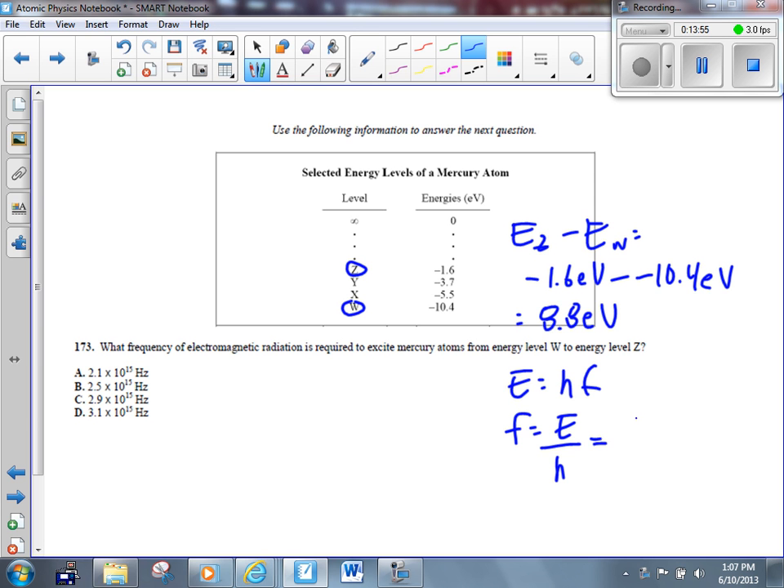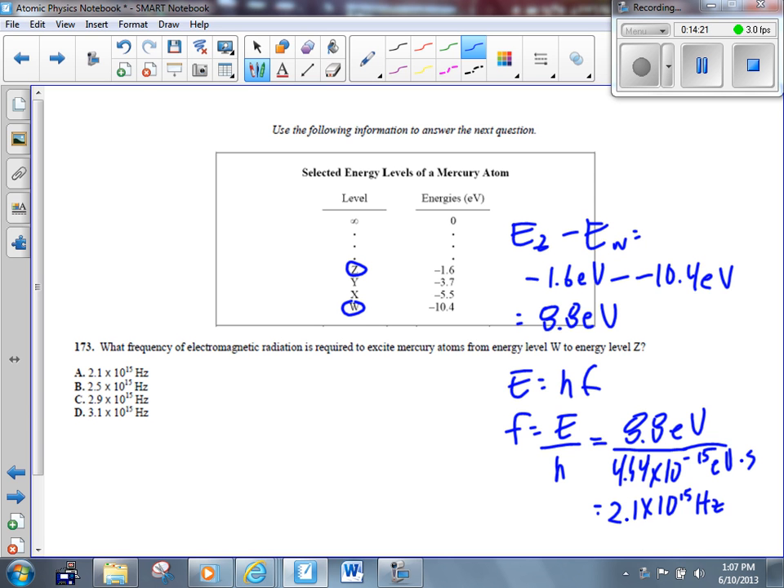So we get 8.8 electron volts over Planck's constant, and we're going to use the value of Planck's constant that has electron volts in it. If you don't like electron volts, go ahead and convert electron volts to joules there, and then use the 6.63 value of Planck's constant. But anyway, you look at it, you're going to get the same answer, and that is A, 2.1 times 10 to the 15.